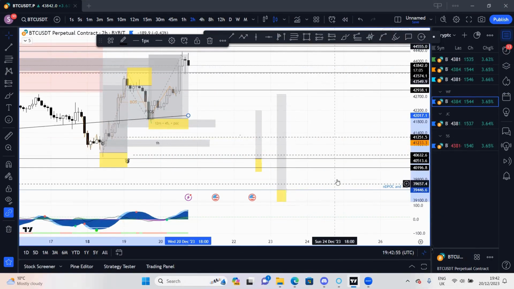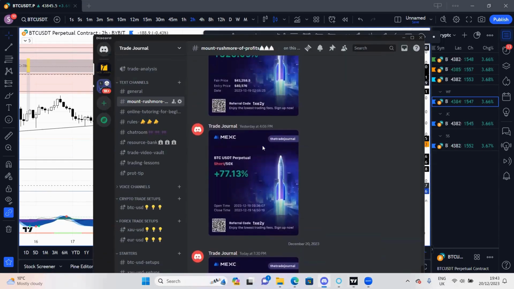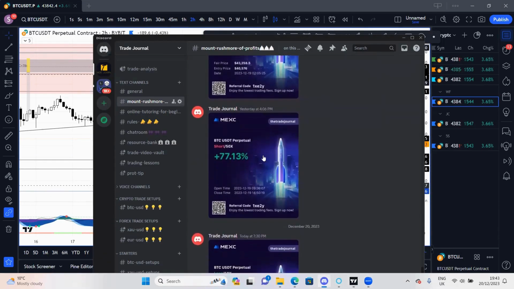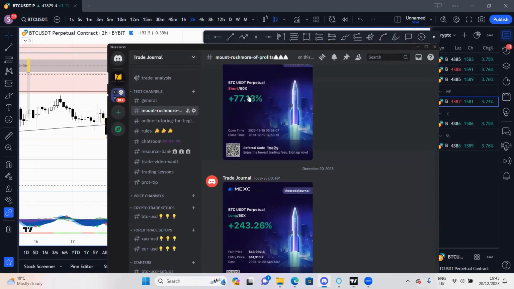I want to show you how we were able to enter the trades that we planned this week. I want to show you how we were able to enter this long, how we were able to enter this short for 77%, and also how we were able to enter this long for 243%. Most of these trades would have been given in Discord.